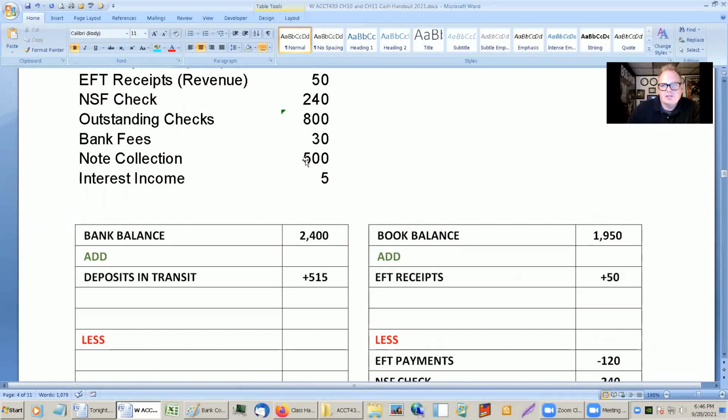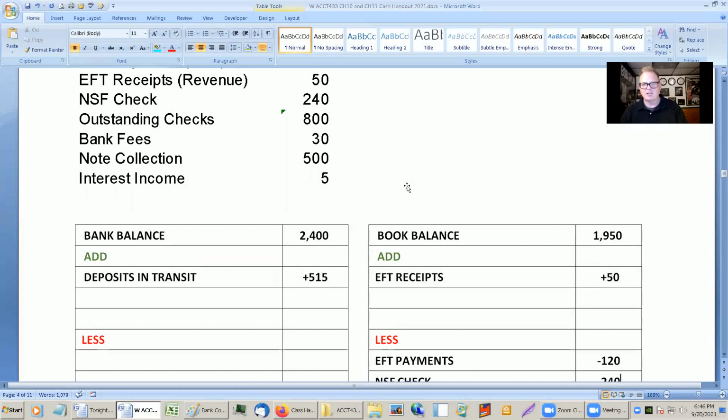Okay, outstanding checks. Now, when you write a check, right? So in your system, you print out the checks. Does the bank know about those immediately, when you send out checks? You have to add them on your bank side. Right. We know we wrote the checks.